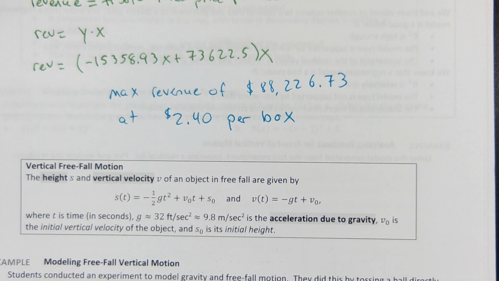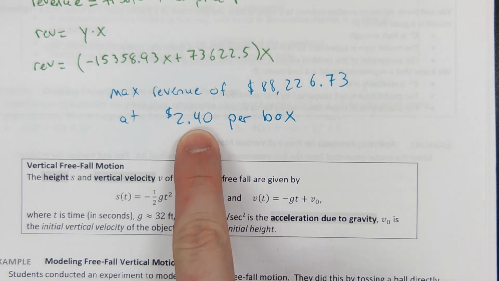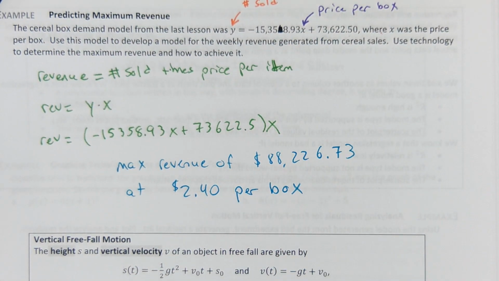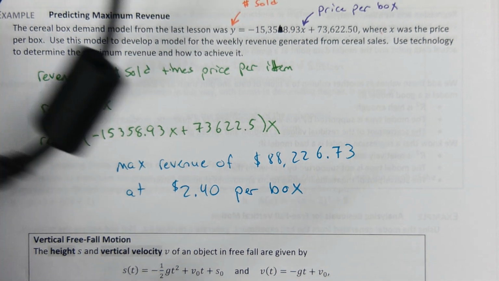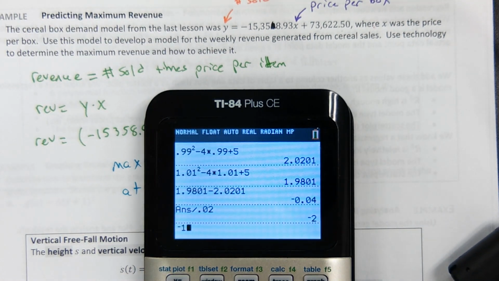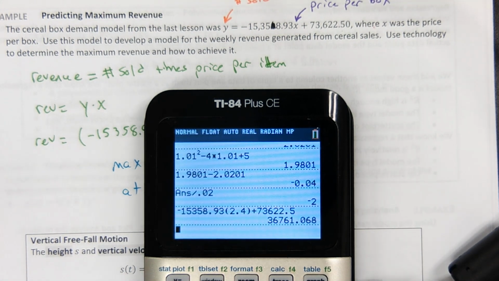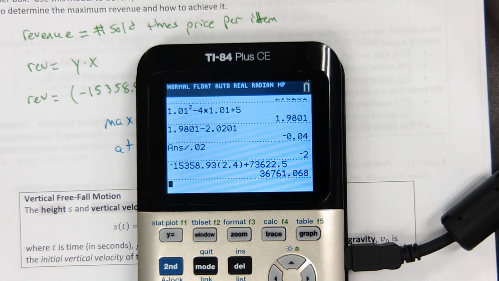If you wanted to know that at $2.40 per box, we could go back, or we could just plug it in right here to see how many boxes we would have sold at that price. In fact, why don't we do that? Negative 15358.93 times the price of 2.4 plus 73,622.5. We would have sold 36,761 boxes of cereal that week-ish at $2.40 per box.